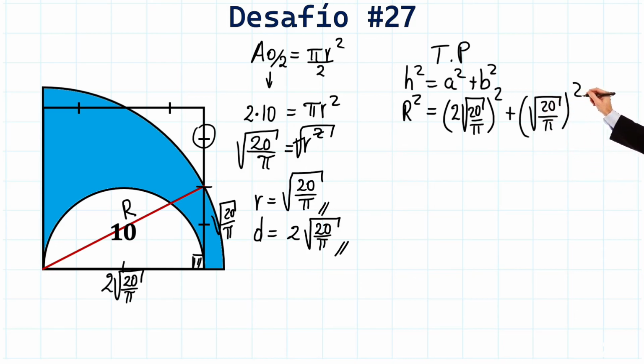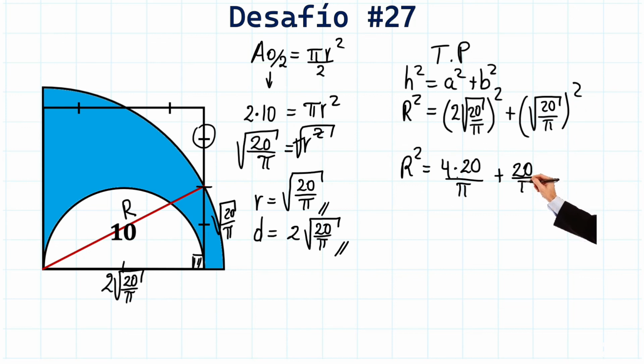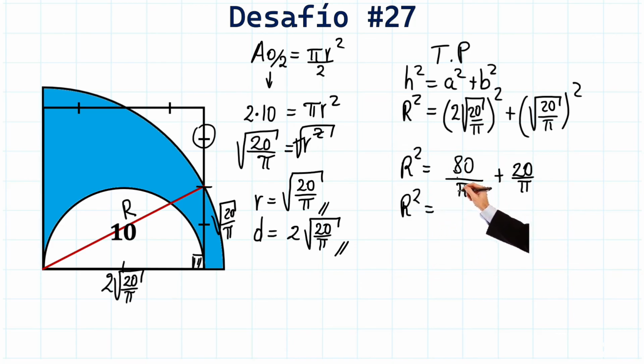and all this squared. We then have that R squared is equal to 2 squared, which is 4, times the square root of 20. So here the index is simplified with the exponent, and we have 20 over pi. And over here we will have more: we simplify the index with the exponent, and we have 20 over pi. Notice here, if we multiply 4 by 20, we get 80. Let's write 80 over pi plus 20 over pi. From here we can deduce that R squared is equal to, since it is a homogeneous sum, the denominator is preserved and the numerators are added: 80 plus 20, which is 100.